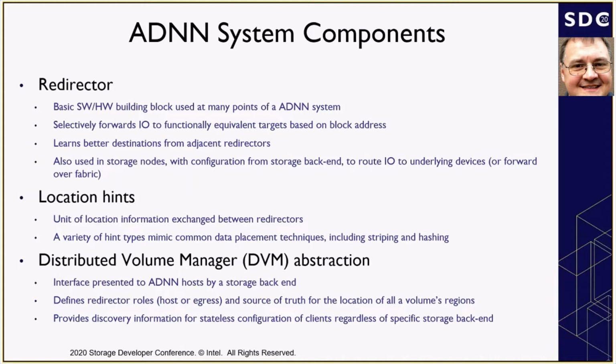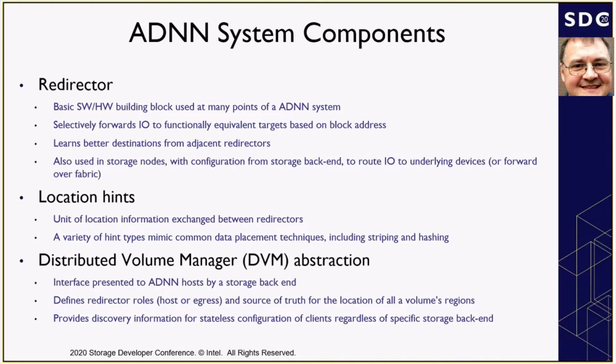The DVM abstraction is defined to help support stateless configuration of clients. They ideally provide a discovery service that identifies to the clients all the target subsystems in the distributed volume manager, and there are mechanisms provided so that a host redirector, well, you'll see this later, can discover from its targets what its namespace properties are. We'll cover that later here.